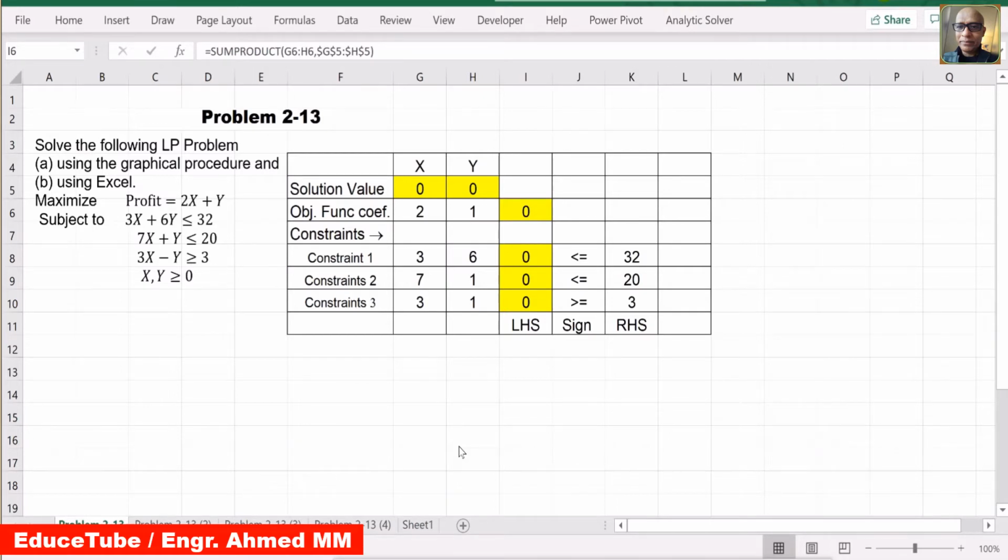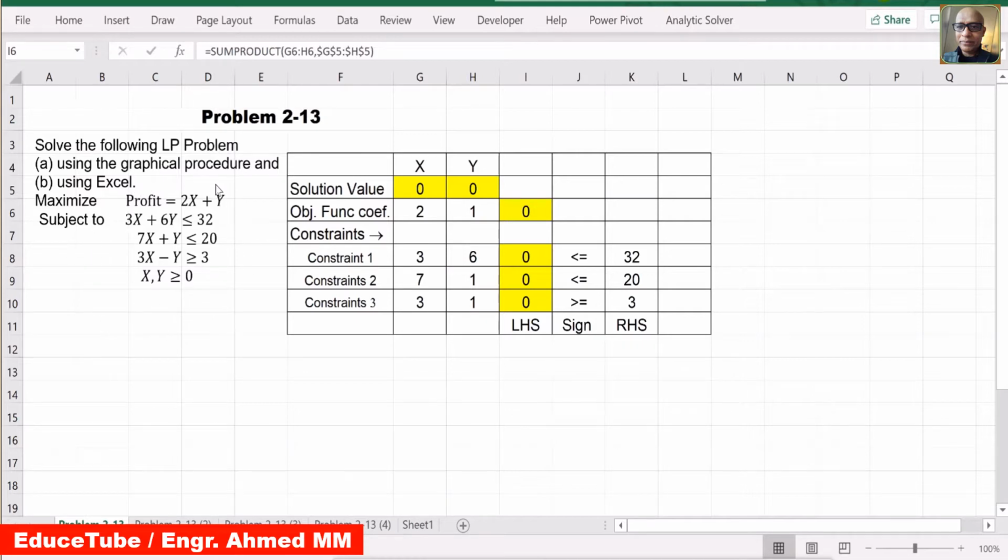Today I am going to solve an LP problem, which I have taken from the book Managerial Decision Modeling with Spreadsheets by Balakrishnan. This is problem 2.13, and it says that using the graphical procedure and using Excel, we have to solve the LP problem.